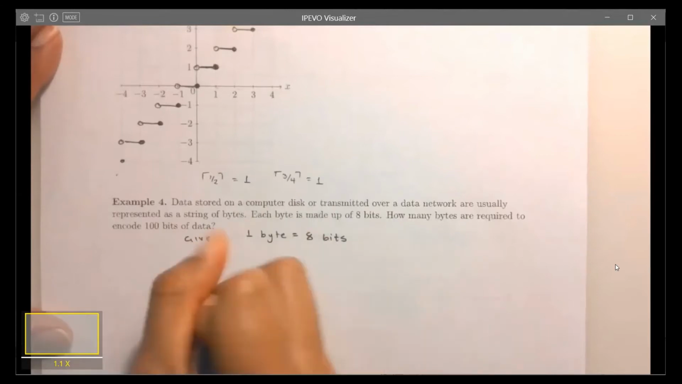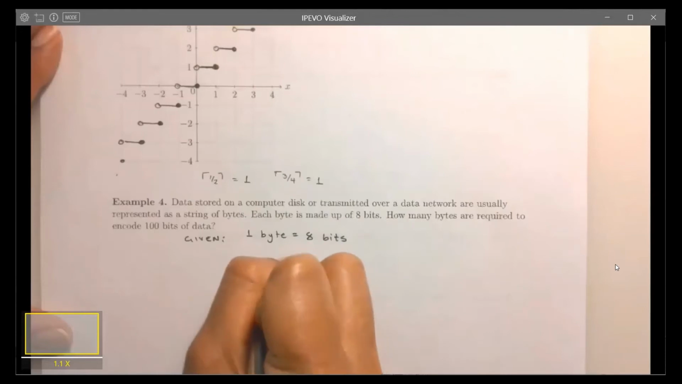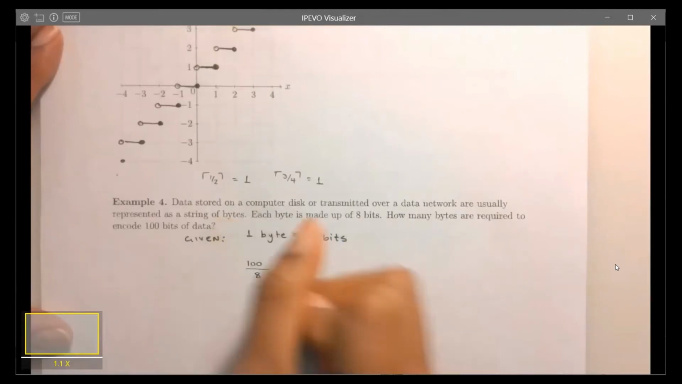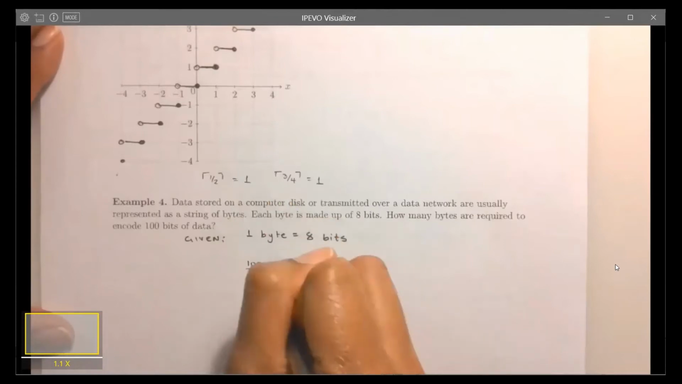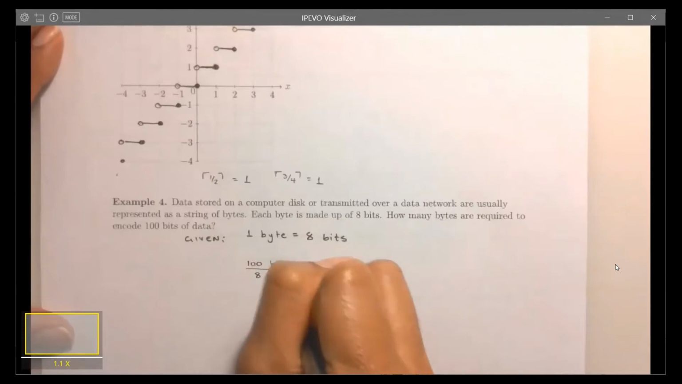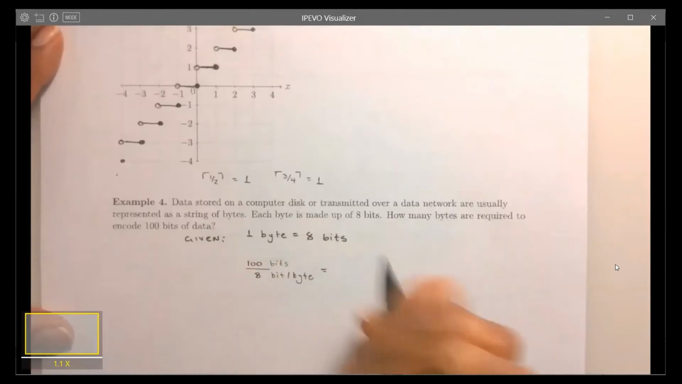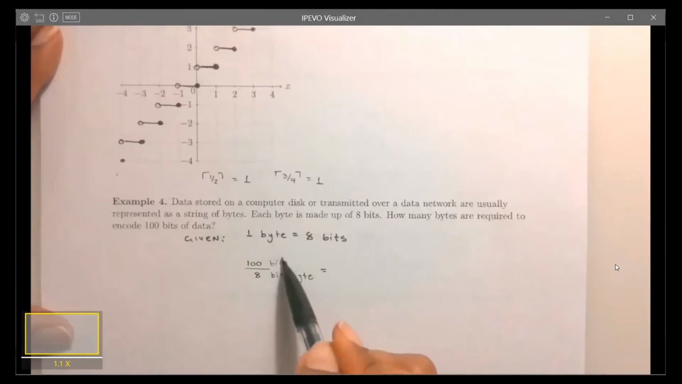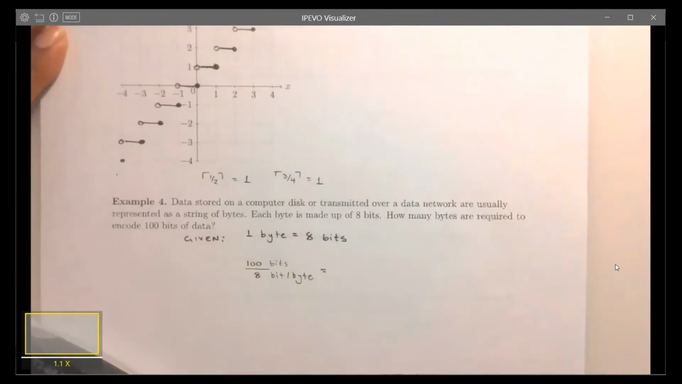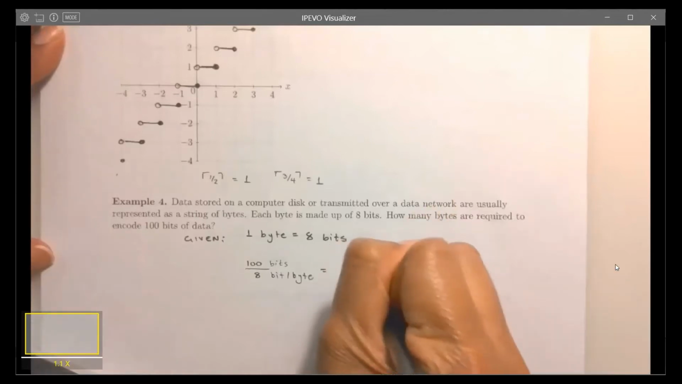So we can simply say, well, if I take 100 and divide by 8, so that is the number of bits, and this is the number of bits per byte, so that in the end of this computation, I should get number of bytes, right? Because my bits are going to cancel out, and I have 1 over byte, so I would end up with bytes. And if I punch it into my calculator, I'm going to get a decimal, obviously. So this is 12.5.